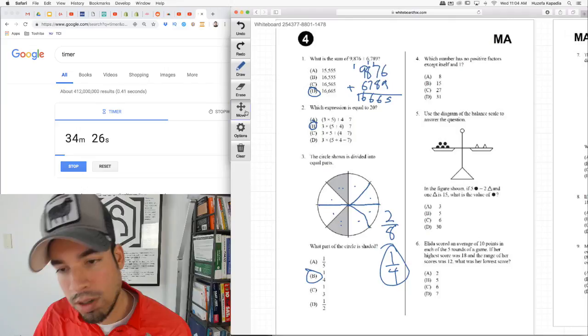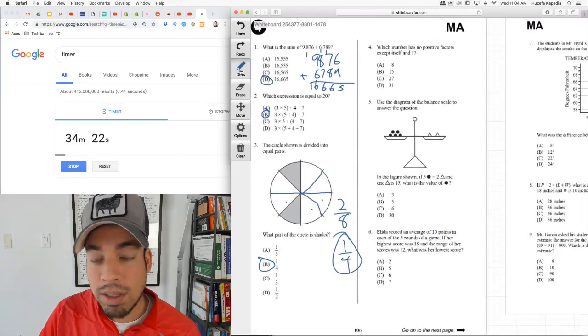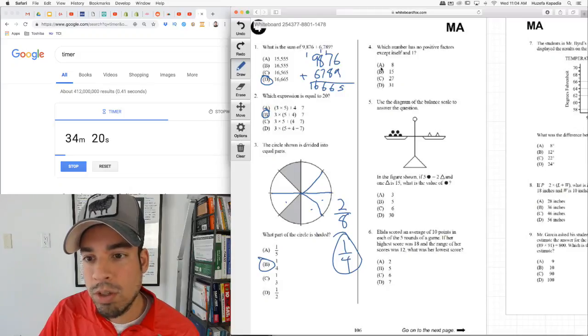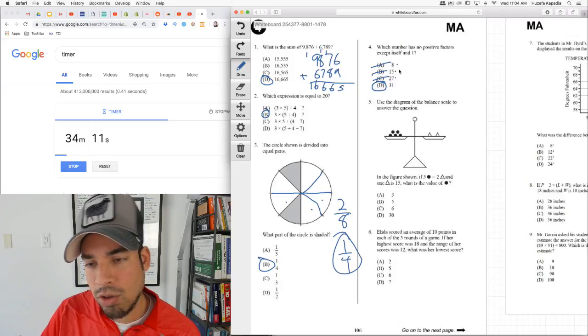Next, which number has no positive factors except itself and 1? This is meaning which number is a prime number. 8 is not prime, 15 is not prime, 27 is not prime, 31 is prime. The others are divisible by 3, and 9, 3 and 5, and 2 and 4.